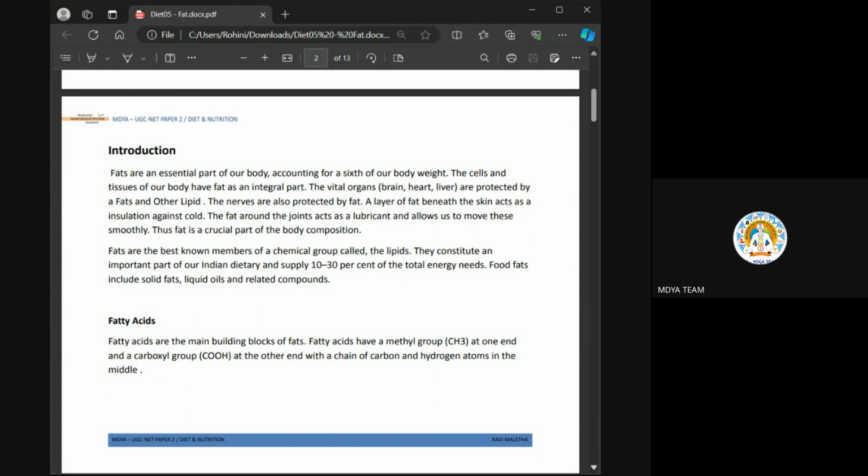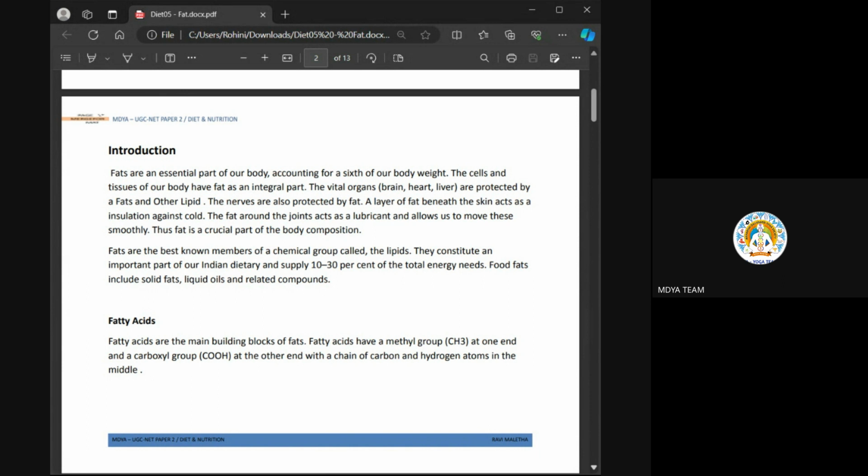They get protected by a layer of fat. A layer of fat beneath our skin also acts as insulation, a thermal coat for our body. It protects against the cold season, so it maintains the temperature of our body. This fat is also present around the joints and acts as a lubricant, so that the movement of the joint becomes smooth. It is a very important part of our body.